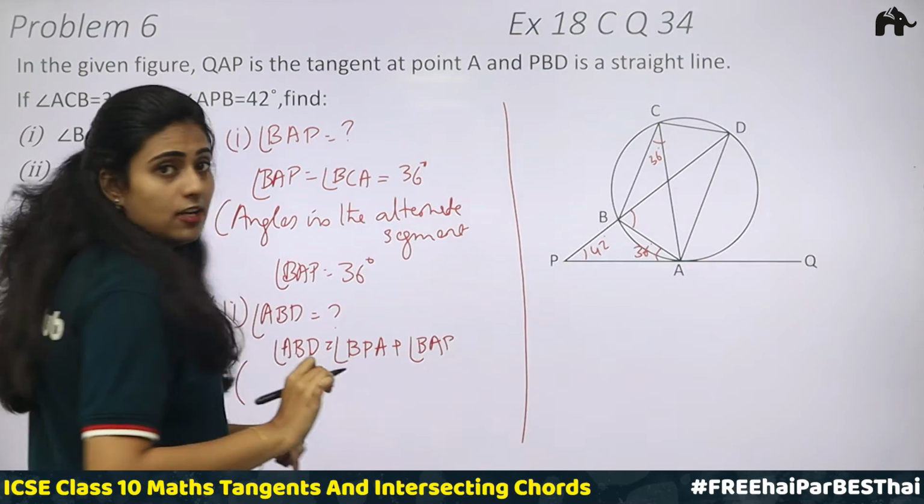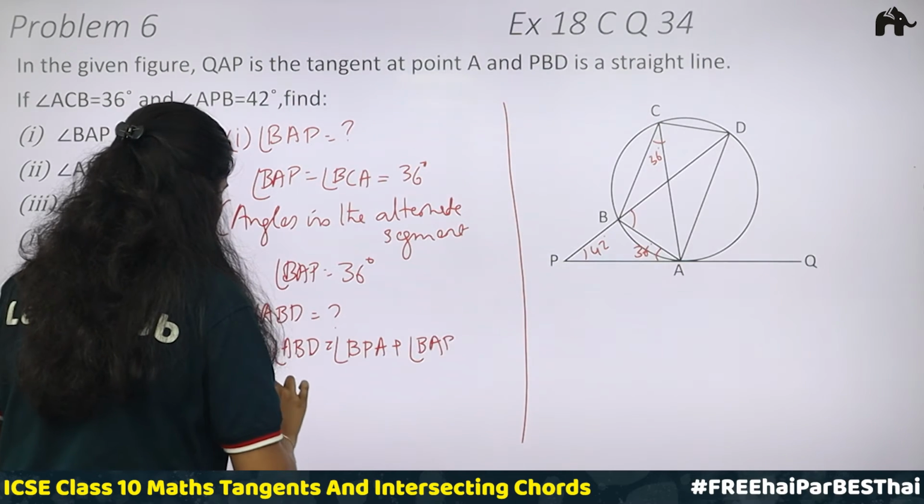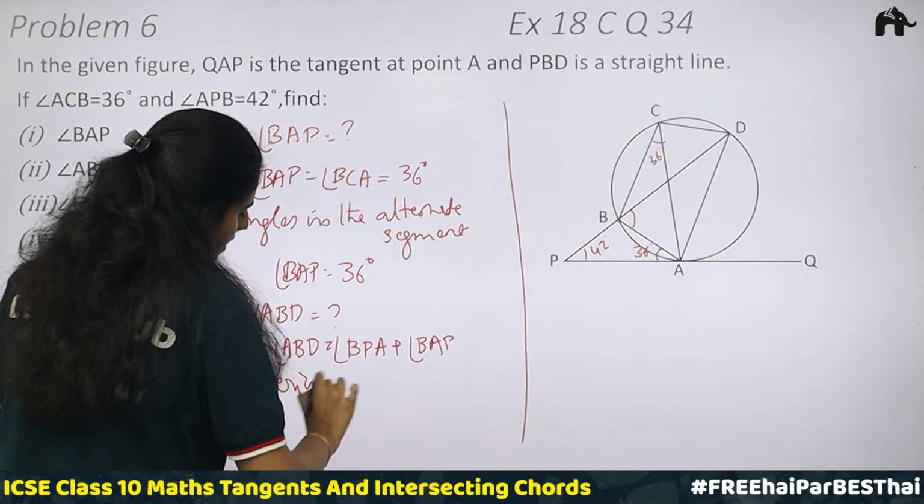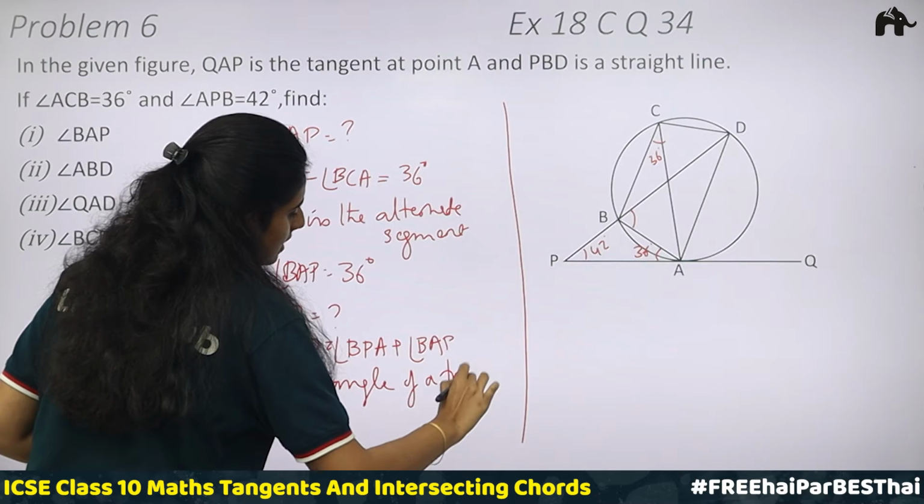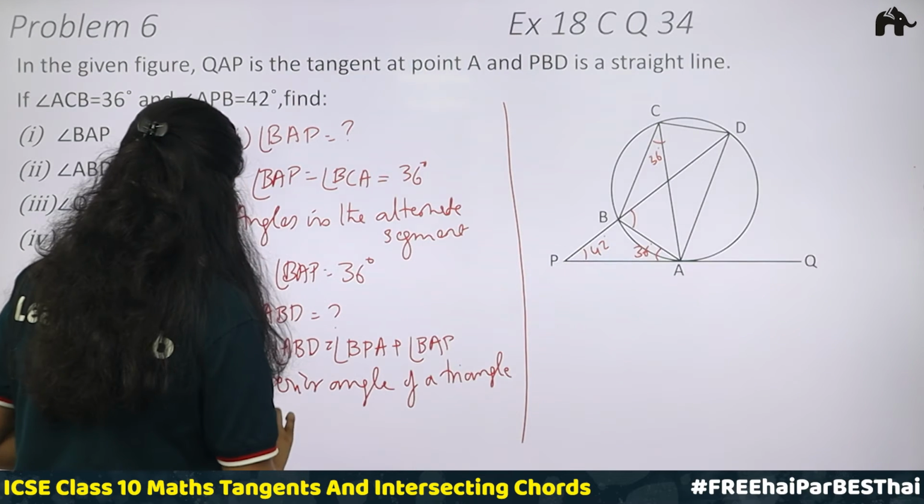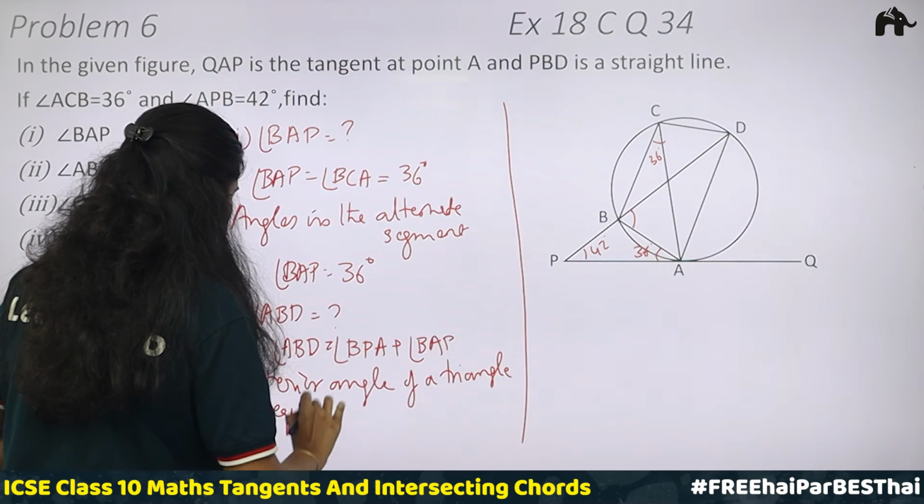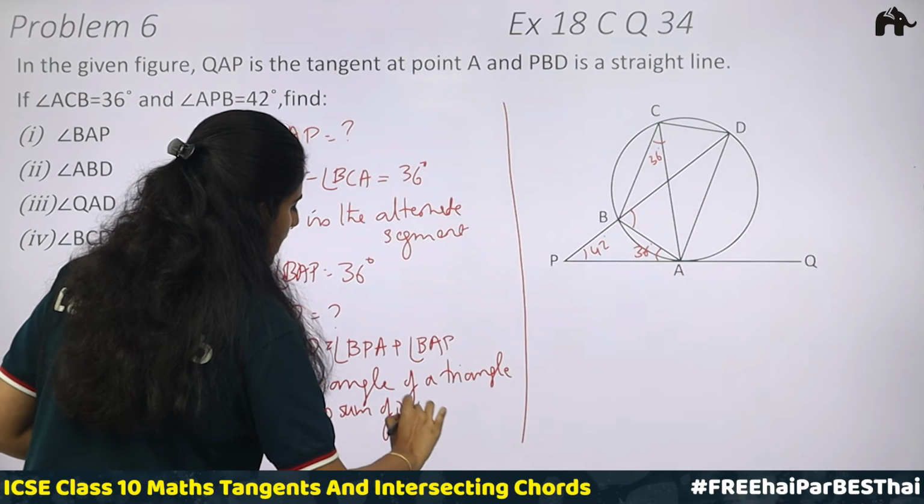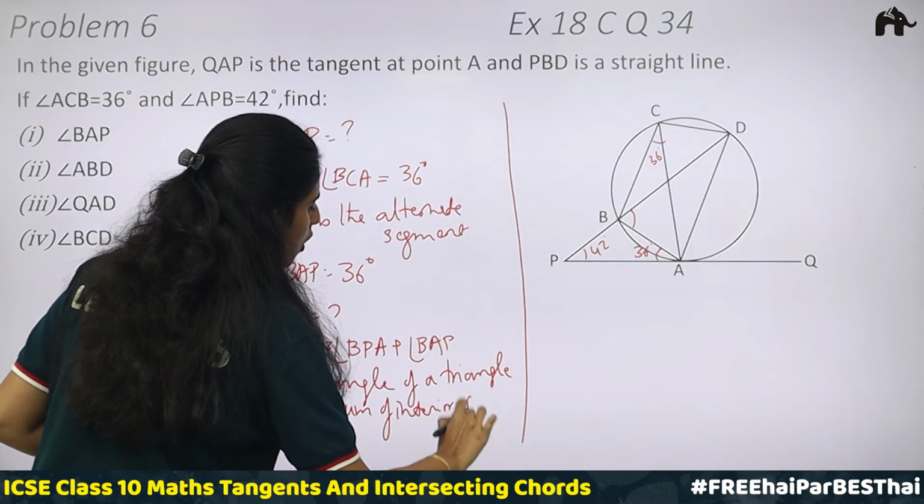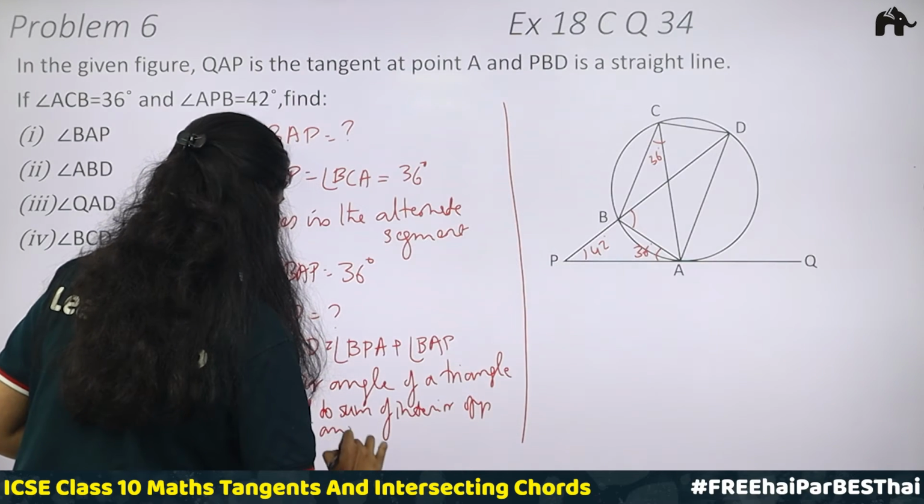Put the values. What is the reason? The exterior angle of a triangle is equal to the sum of the interior opposite angles.